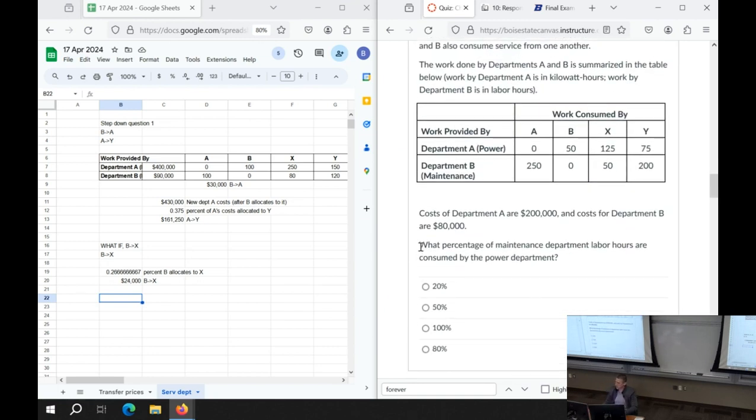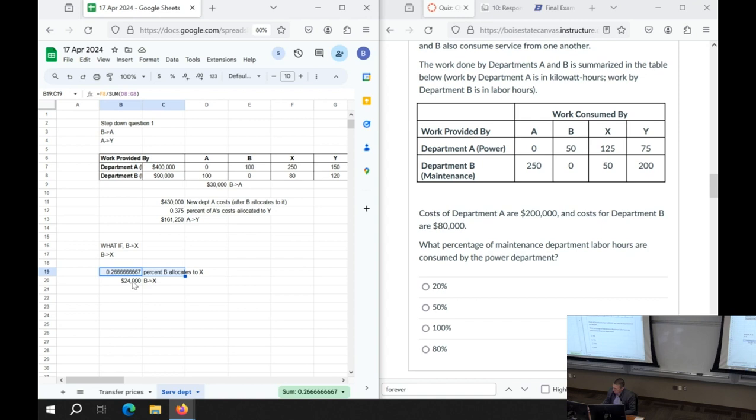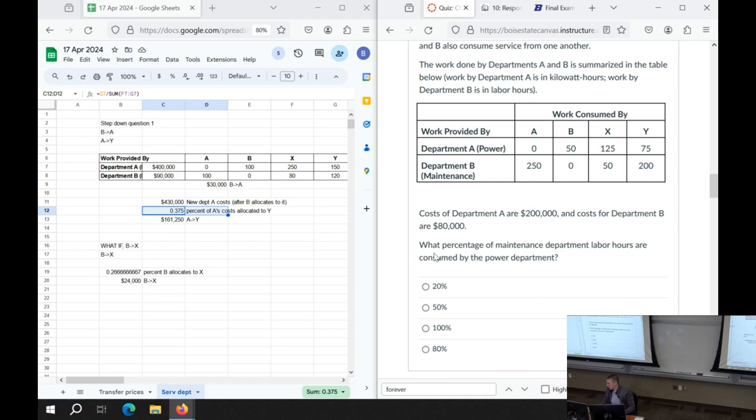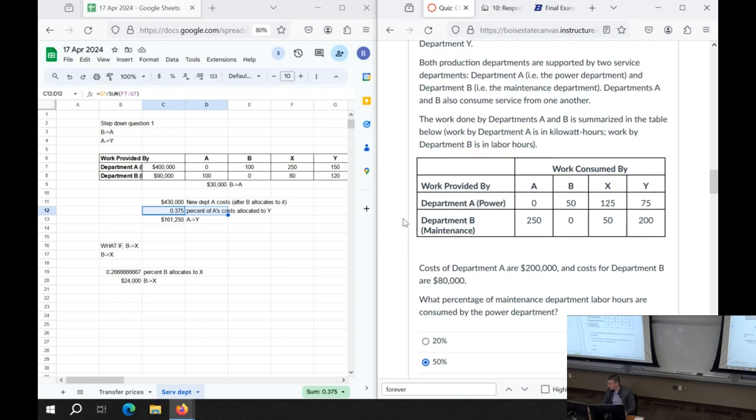All right. Now this one is one of the few where I want to see if you can stop here. In case you tend to forget what to do after that, I'm giving you points in case you can get it right here. So we just want to know the percentage of maintenance department labor hours that are consumed by the power department. So we have maintenance department here, department B, and we have power department. So B serves A 250 hours. What percent is that of department B's overall work? It's 50%. It's no harder than that. That's all we're looking at.